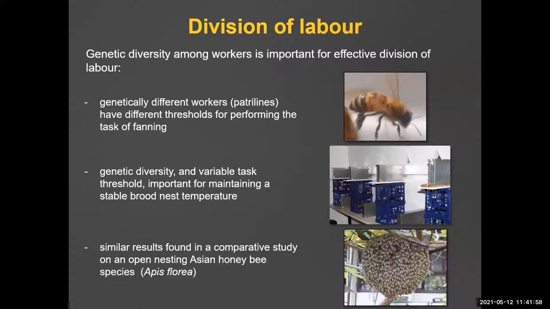And in a comparative study on the Asian honeybee, so the open nesting Asian honeybee species Apis florea, we find similar results, in that genetically different workers have different thresholds for performing the task of fanning.